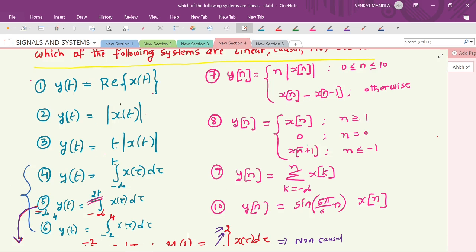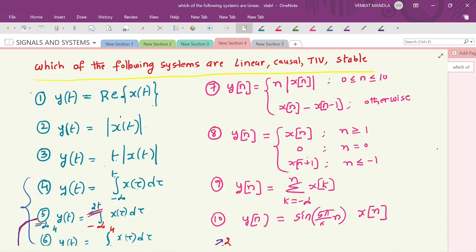Now the seventh one, to check causality. This is y[n] equal to n times mod x[n]. Here also there are no advancements in the signal. We have to check whether any future inputs are there. So y0 x0, y1 x1, y2 x2. Here also up to 10. You have to substitute up to 10 here, 0 less than n less than 10: y0 x0, y1 x1, y2 x2, up to y10 x10.